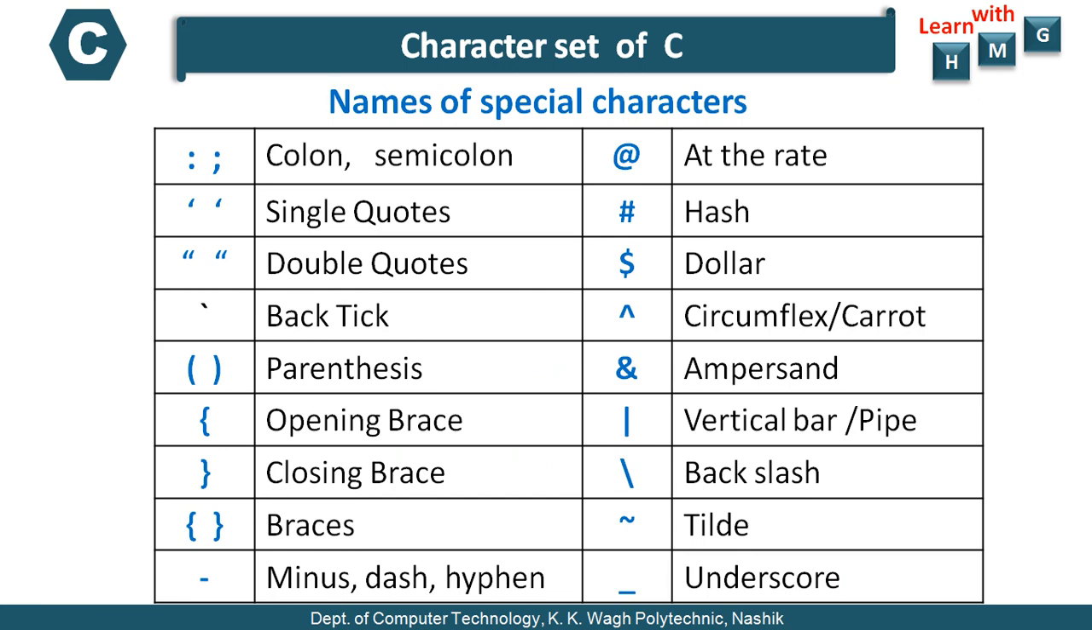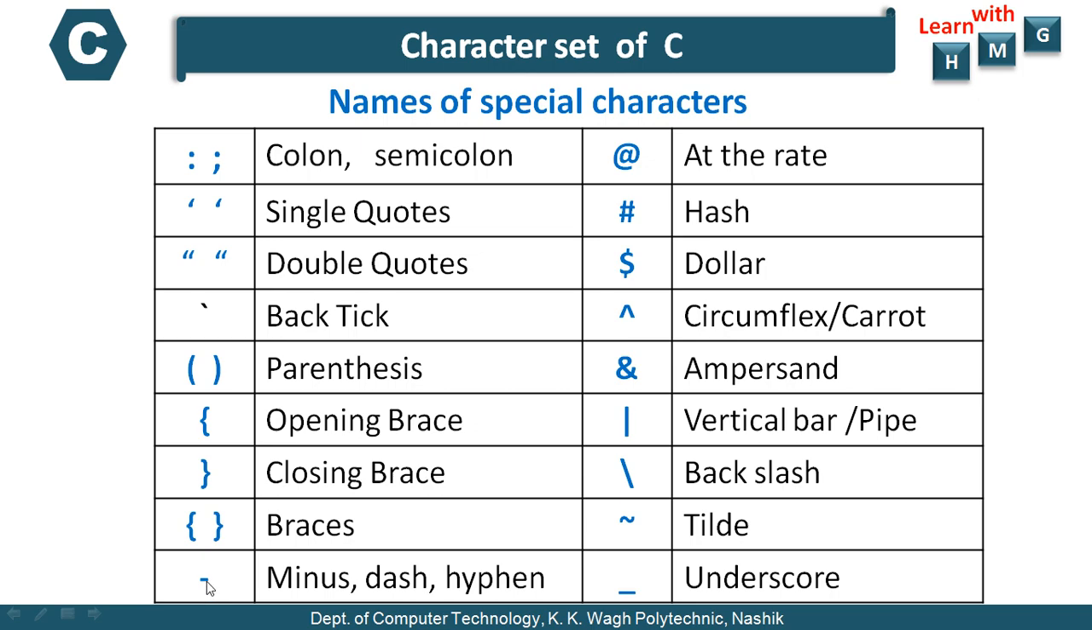The names may not be known to you: colon and semicolon. Then the second one, these are called single quotes. Then these are double quotes. Then this is the backtick, which is opposite to the single quote. Then these are called parentheses. Then this is the opening brace. This is the closing brace. Then the pair is called braces. Generally we call them curly brackets, but in C language they are called braces.